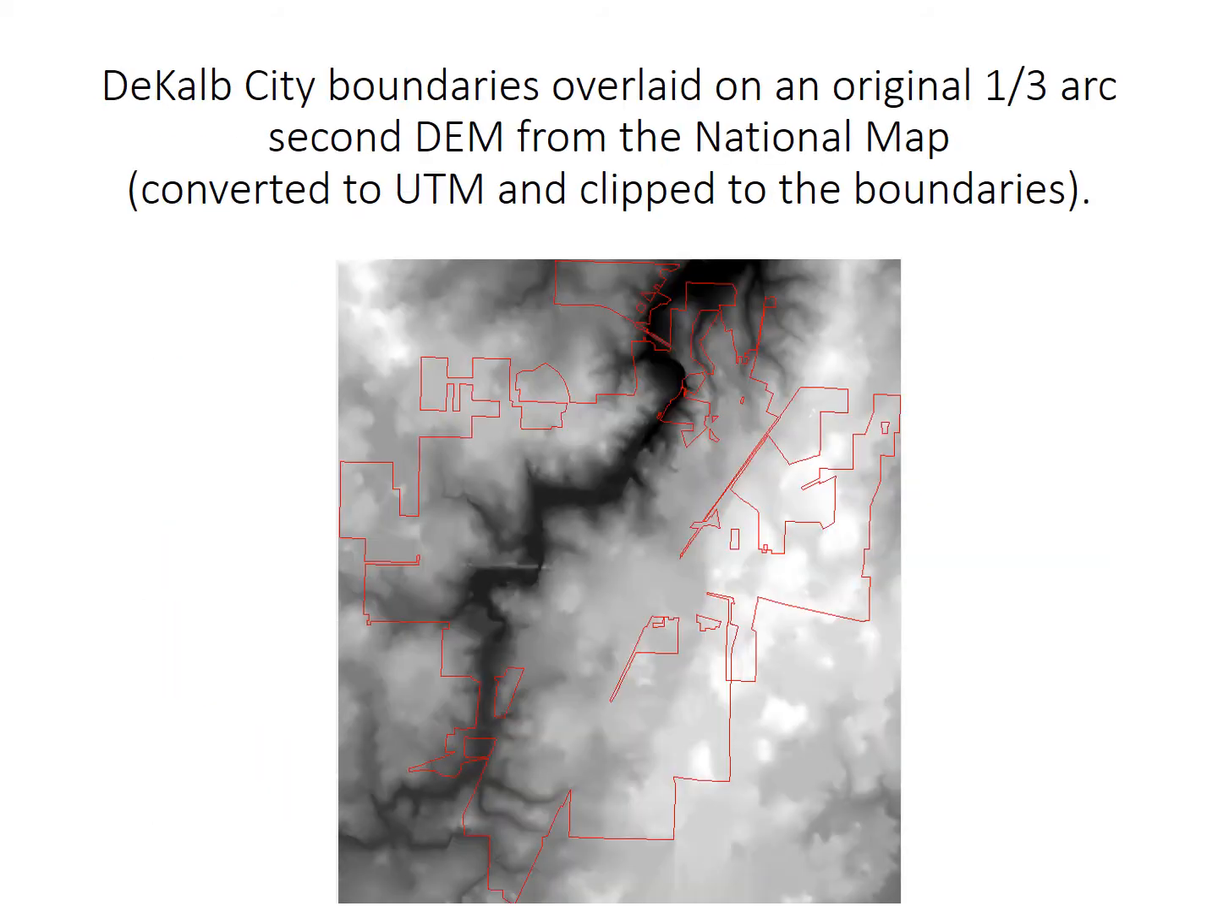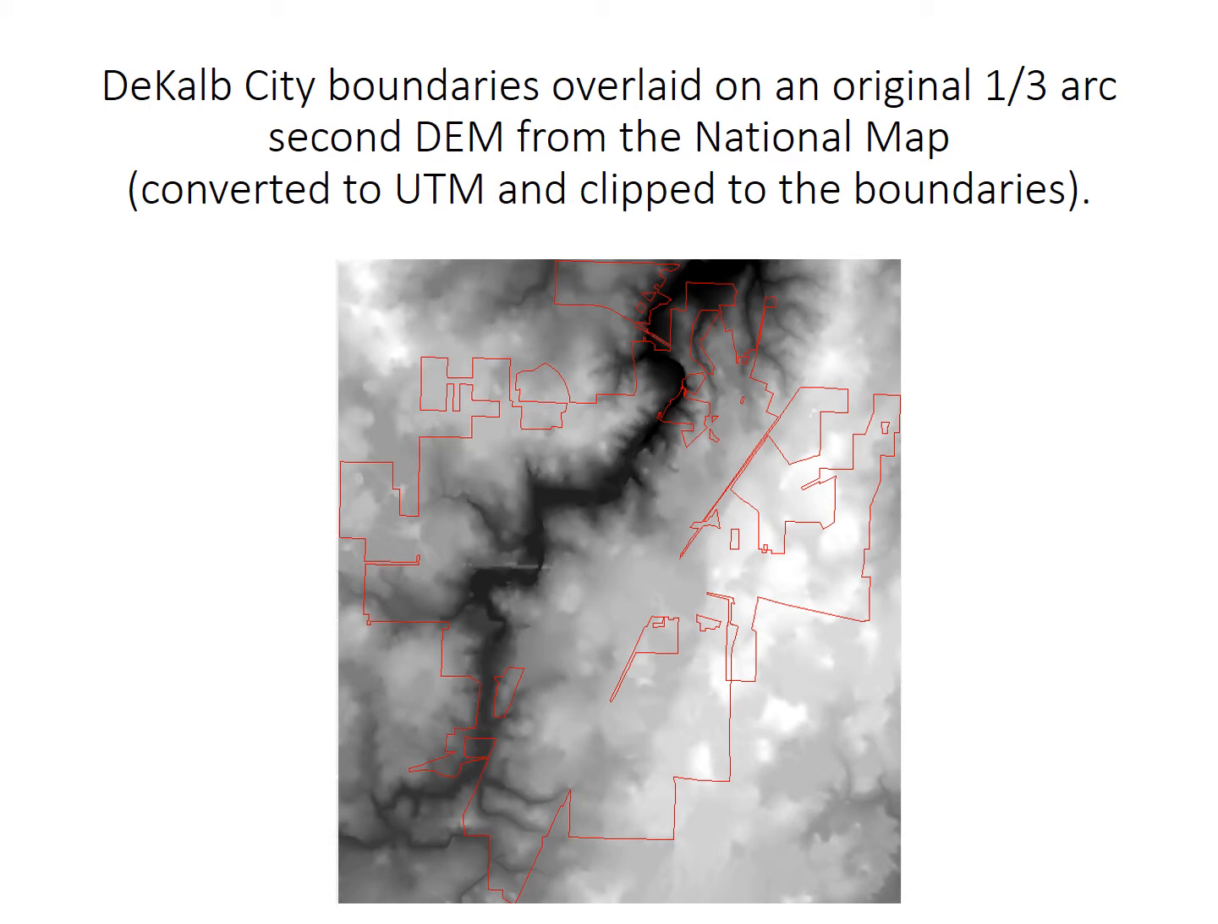This is an example of how you would go about creating an elevation TIN. So here we've got an elevation layer. White is higher, black is lower, and around that we've got the red boundary of the city of DeKalb.